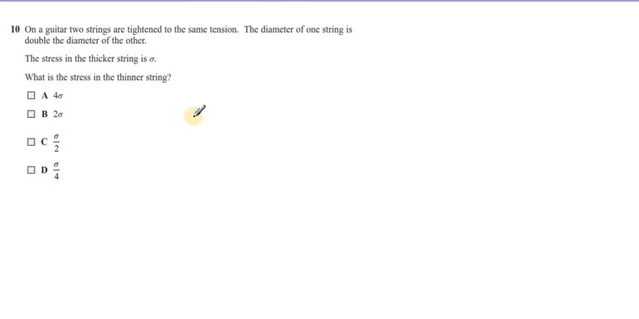Question number 10. On a guitar, two strings are tightened to the same tension. The diameter of one string is double the diameter of the other. The stress in the thicker string is sigma. What is the stress in the thinner wire?